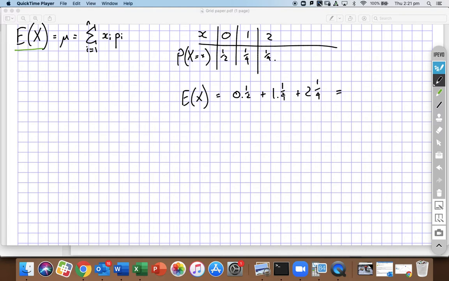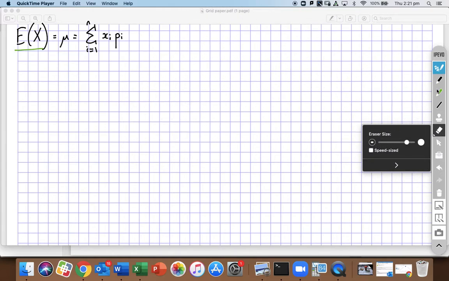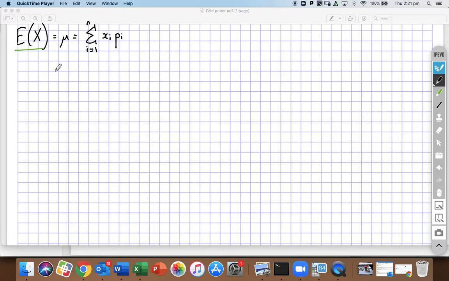So we'd end up with 1 quarter plus 2 quarters is 3 quarters, right? So based on those probabilities, the expected value, right, notice that it doesn't equal one of these particular values. It's an average. We'd expect it to fall at 3 quarters. And that's how you use the formula. But I really want to talk about where the formula comes from.